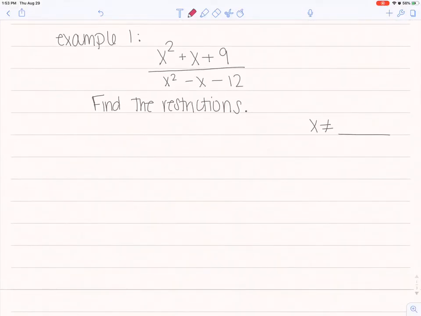x squared plus x plus 9 over x squared minus x minus 12. So in Hawks, the directions would say to find the restrictions or find the restricted values. So restricted values come exclusively from where the denominator equals 0, because anything divided by 0 is undefined. So to find the restricted values, I'm going to take my denominator, in this case x squared minus x minus 12, and I'm going to actually set it equal to 0.